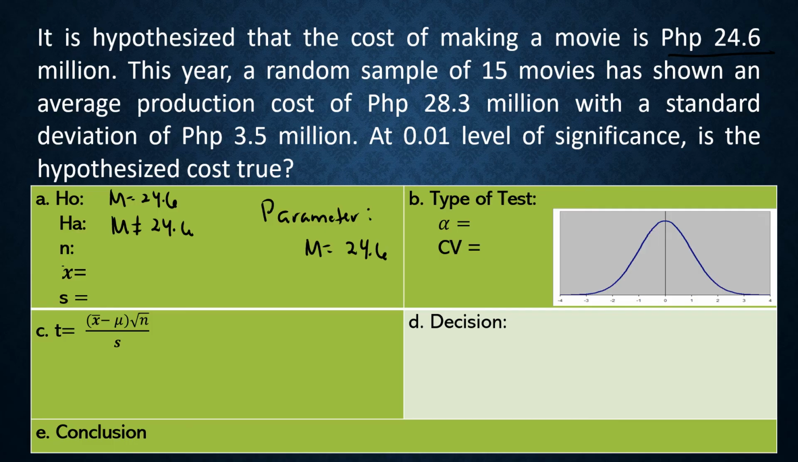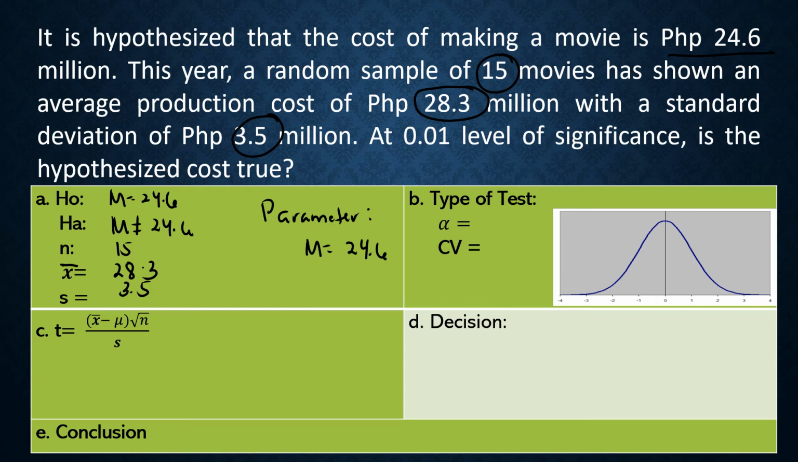Now, for your n, for the random sample, we're dealing with 15 movies. So we have 15. And for x bar, this is your sample mean. It is written that your sample mean is 28.3 million. So we have 28.3. And your s is equal to 3.5 million. So we're done with identifying the given values for letter A.